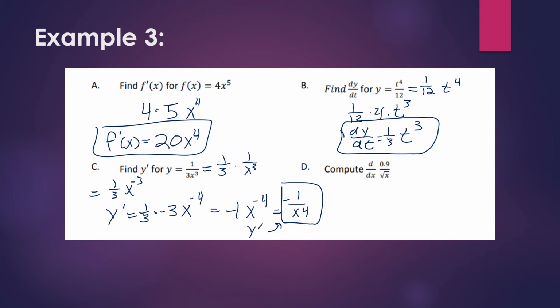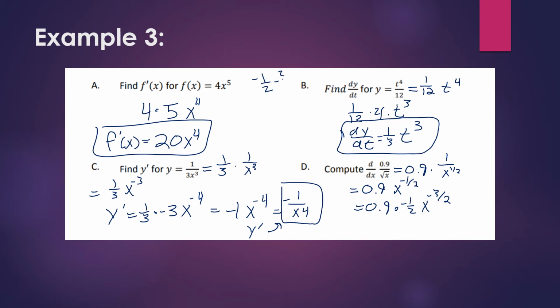And then the last one, they say compute the derivative of 0.9 over the square root of x with respect to x. So again, I'm going to try to pull this out as a constant. I'm going to get 0.9 times 1 over the square root of x. Well, the square root of x is really x to the 1/2, meaning I can rewrite this as 0.9 x to the -1/2. This will let me use the power rule. So I'm going to get 0.9 times -1/2 x to the -3/2.